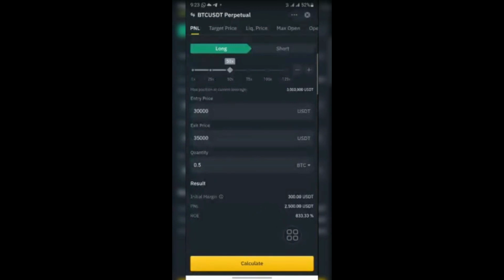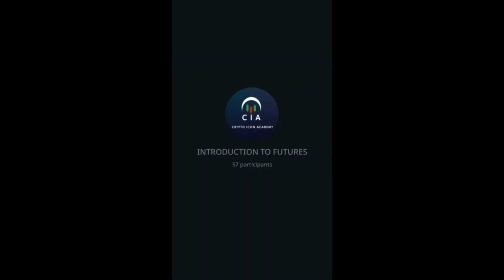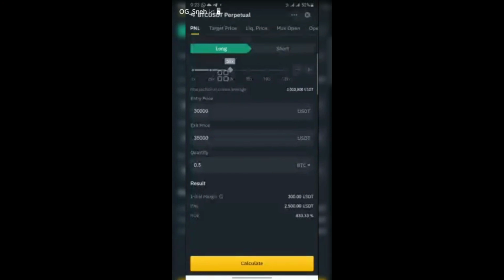Initially we used 20x leverage. I will explain leveraging for us later, but I'm explaining how to use this calculator first. So we used 20x leverage initially, and the profit was 333%. But if you use 50x leverage, the profit is now 833%. So if you use $10 to enter this trade, you are going to make $833 on $10. Do you understand? So that's that about that.